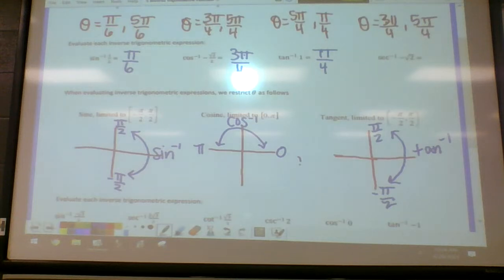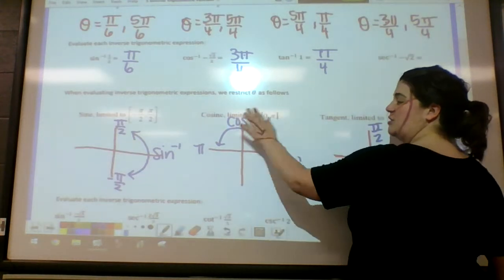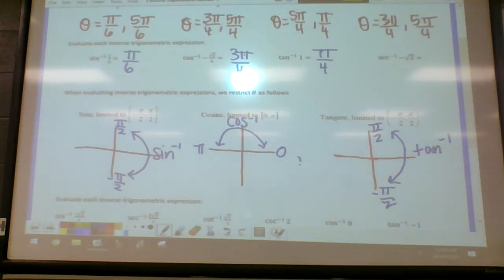All right. And last but not least, secant inverse. So I don't have it down there, but where do you think secant inverse is restricted to? Secant would be the same as the cosine, right? Because secant and cosine are reciprocals. So if this is cosine inverse, this is also secant inverse. So secant inverse is restricted to 1 and 2 as well. So secant inverse of the square root of 2 is going to be the one in Q1, and the angle in Q1 where that happens is at pi over 4.